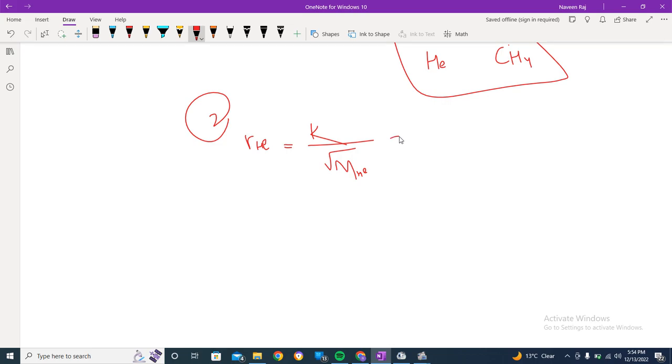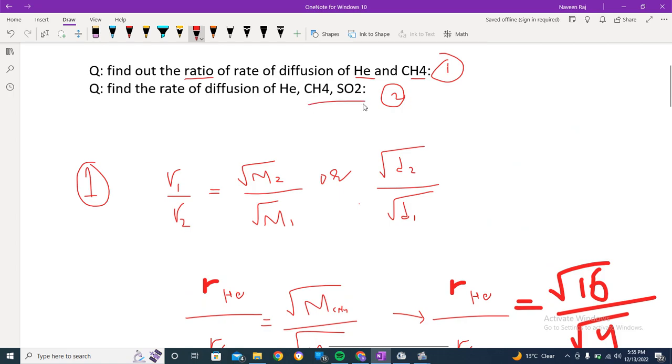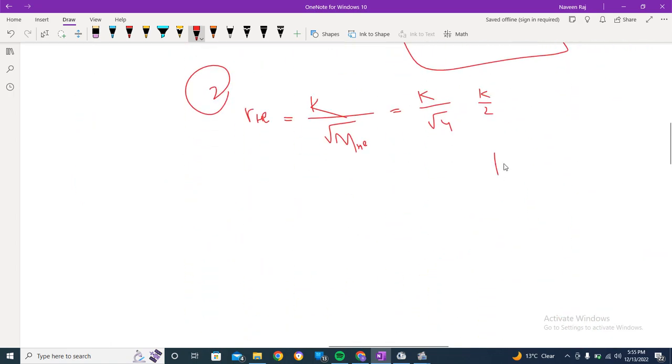This would be equal to K over radical 4, and that would be K upon 2. Sorry, this was radical 4, so that would be equal to K upon 2. When you find the rates of diffusion of CH4 and SO2, you'll find values like K upon y, or K upon z for the other one, SO2.